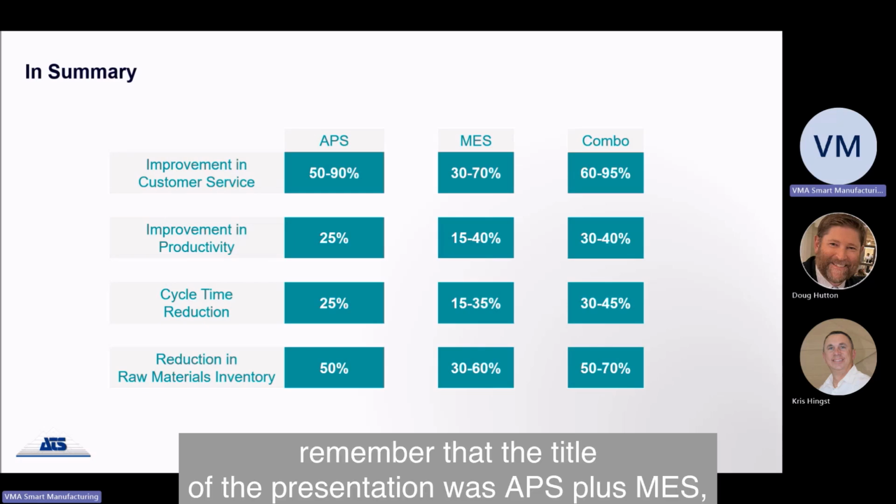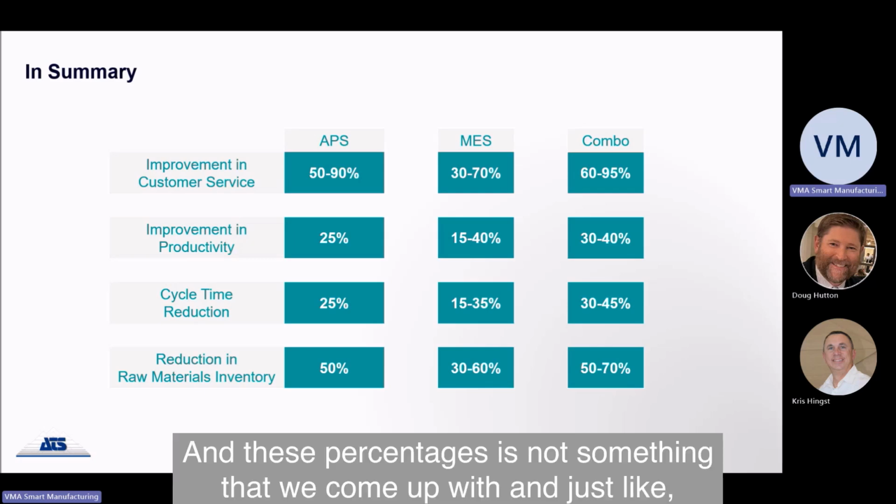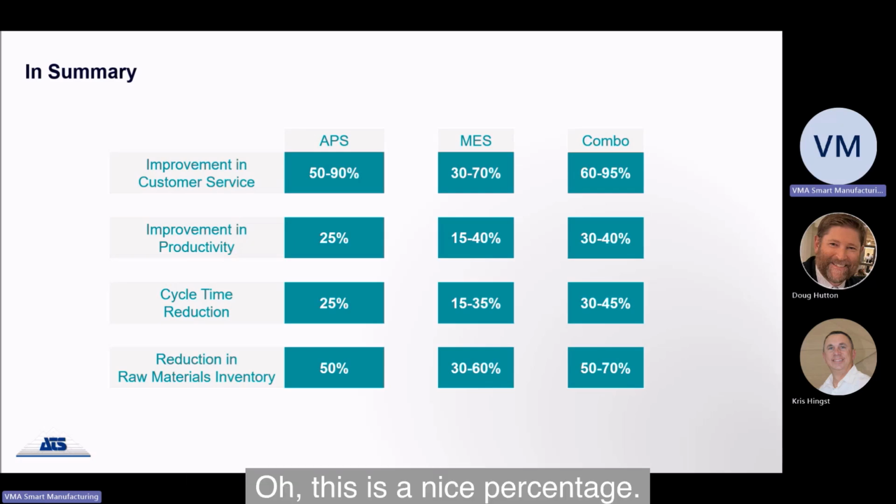Remember that the title of the presentation was APS plus MES, 1 and 1 is 3. So both clearly provide benefits, right? And these percentages are not something that we just came up with, like, oh, this is a nice percentage. No, we have case studies for this.